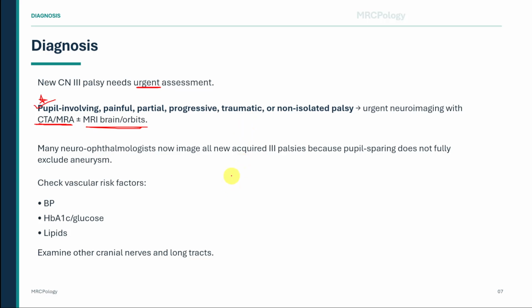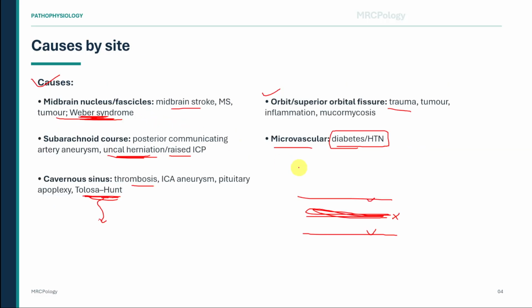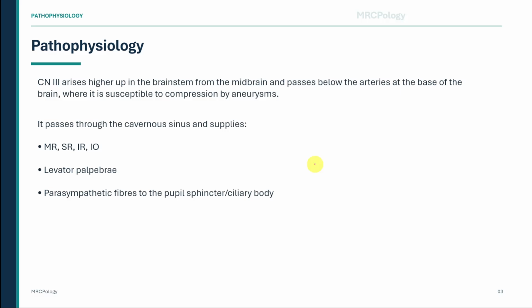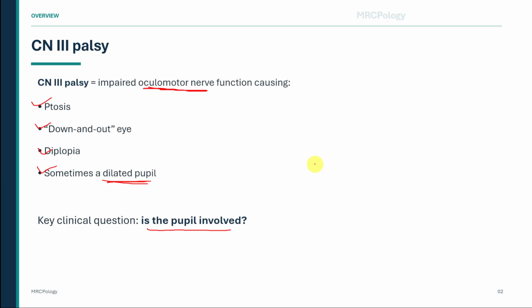The key clue is this: a third nerve palsy is not just an eye movement problem. It is a localization problem. The pupil tells you about compression. Associated cranial nerves tell you about the cavernous sinus or orbital apex. Long tract signs tell you about the brainstem. Pain is important, but pain does not reliably separate aneurysm from microvascular disease. If you remember one thing, remember this: a painful pupil-involving third nerve palsy is a posterior communicating artery aneurysm until proven otherwise.